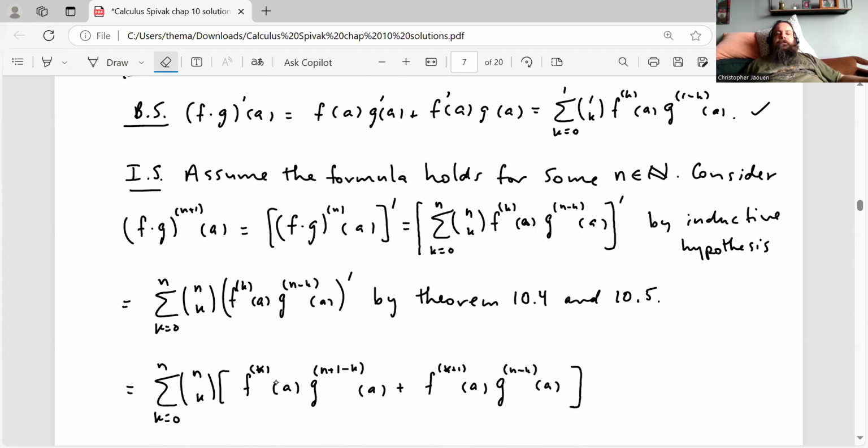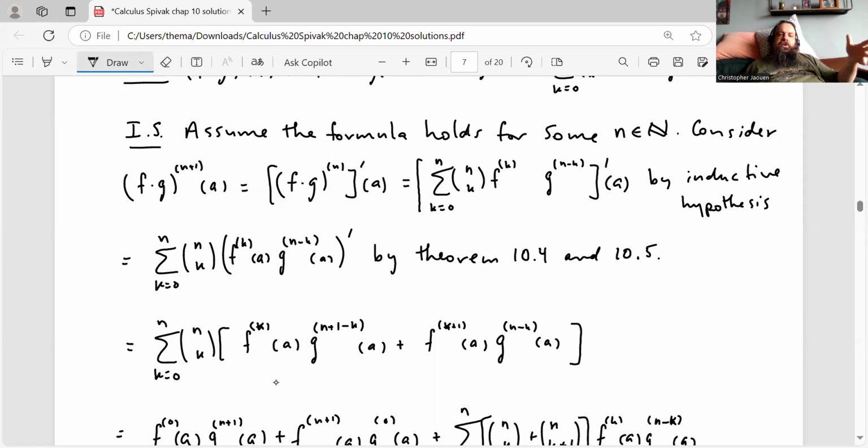For the inductive step, assume that, oh, I just realized actually there's a typo here. Let me fix this real quick. These A's should be on the outside of the brackets, not on the inside. And my computer is being slow today for some reason. Okay, so that's true by the inductive hypothesis.